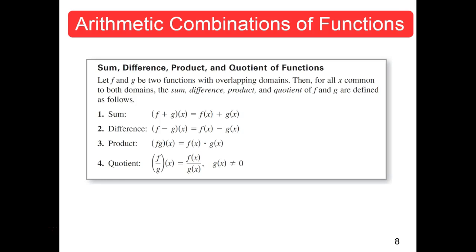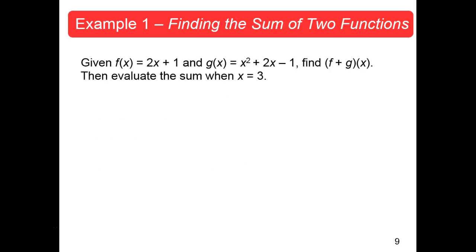Beyond any other exclusions you might have. Now, so what? What does this mean? Well, sometimes it might be easier to compute the sum function than to compute each of the functions and then add them together. Sometimes it's easier to subtract the two functions, and then you know what the difference function is. So it gives you two ways to evaluate any of these combinations of functions. All right, here's example one.